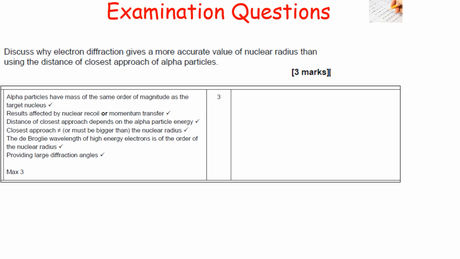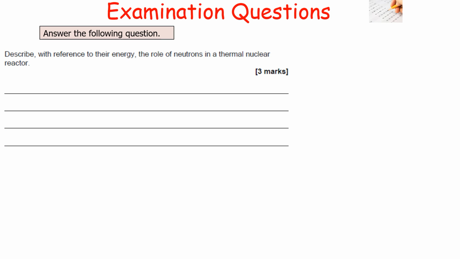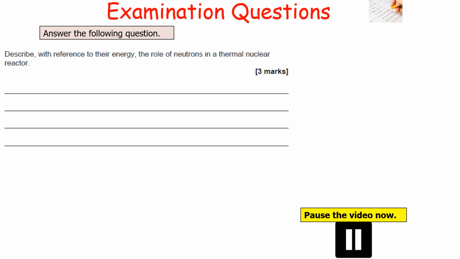Now, you'll also note as well that because alpha particles have the same mass on order of magnitude as the nucleus itself, you'll actually get our values affected by a momentum transfer or a nuclear recoil because of how similar in size they are. The next question says, describe with reference to their energy the role of neutrons in a thermal nuclear reactor. So pause the video now, then unpause the video when you want to go through your answer.